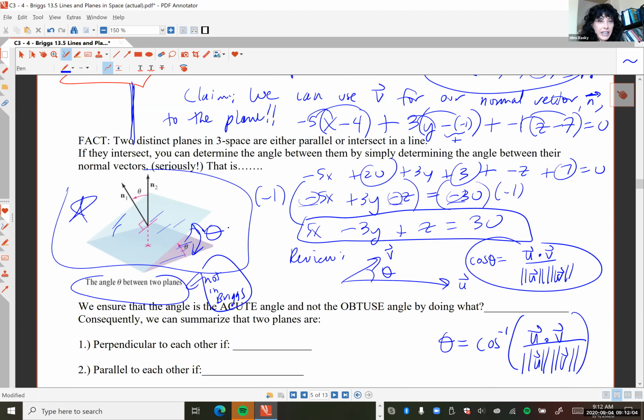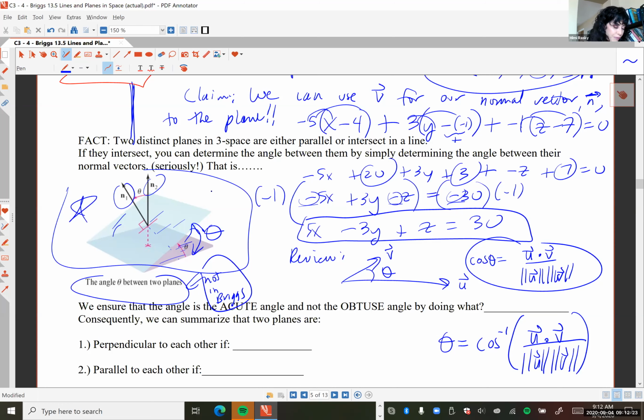Well, here's what they basically do. They say, screw trying to find the angle between the planes. Let's just find the normal vector to each of those planes. So here's N1, that's a normal vector if you extend it to the pink plane. And N2 is a normal vector to the light blue plane.